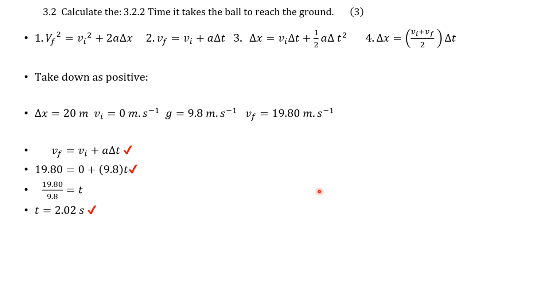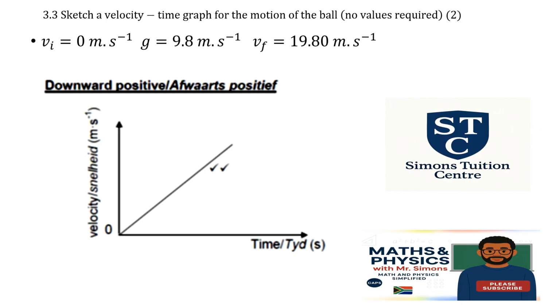Now all these questions always come with graphical questions, so you need to know how to take the information of what you found and make it a graph. Sketch a velocity-time graph for the motion of the ball, no values required. Well, guess what? You made it to the end. Last problem. So we know initial velocity was 0, we know gravity is 9,8 and final velocity 19,8, so it increased as it moved.